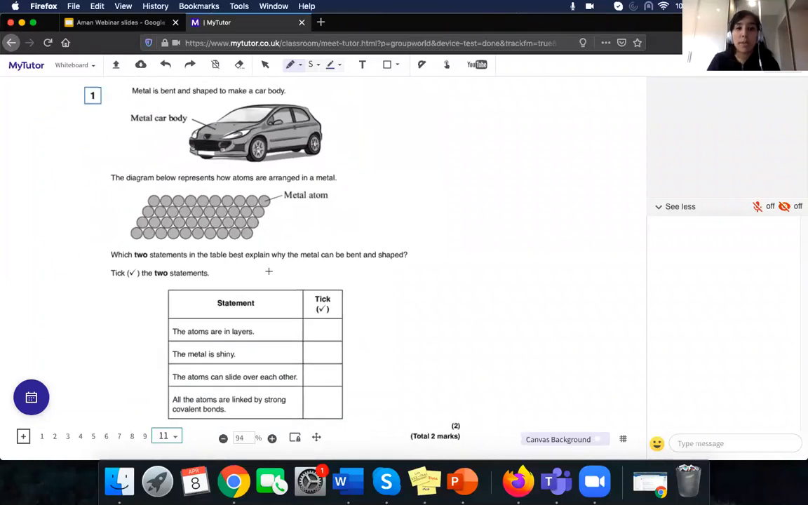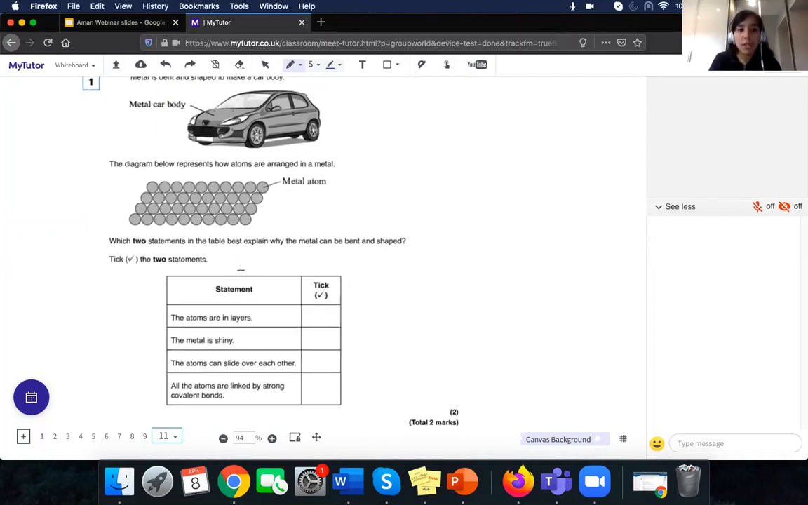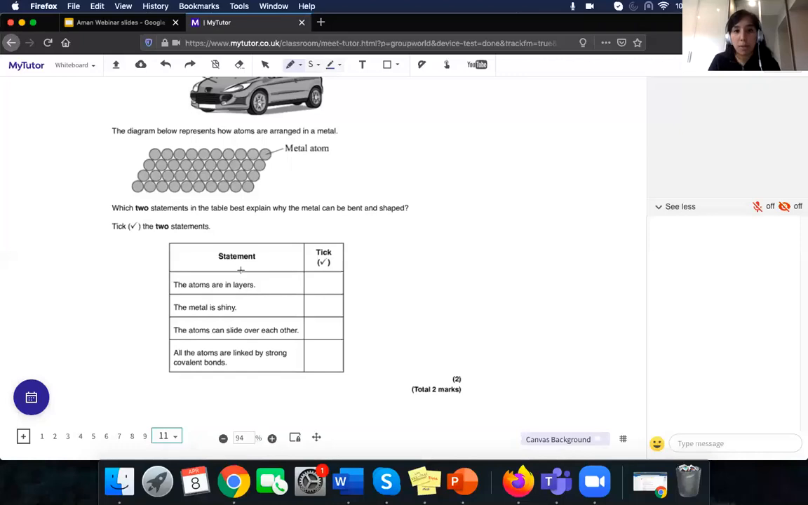So metal is bent and shaped to make a car body here. The diagram below represents how atoms are arranged in a metal. So they haven't drawn the delocalized electrons, they've only drawn the metal atoms there. They're asking which two statements in the table best explain why the metal can be bent and shaped. So we haven't really covered the properties of metals today, but just on what we have covered, which answers do you think are correct then?